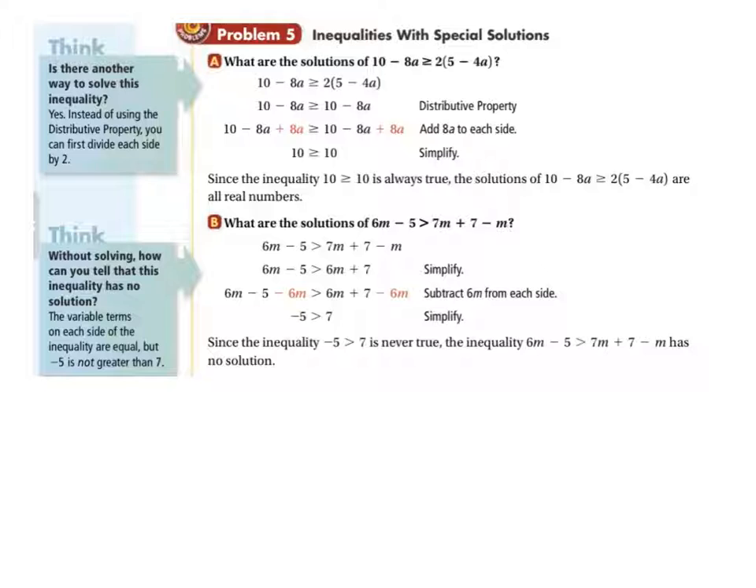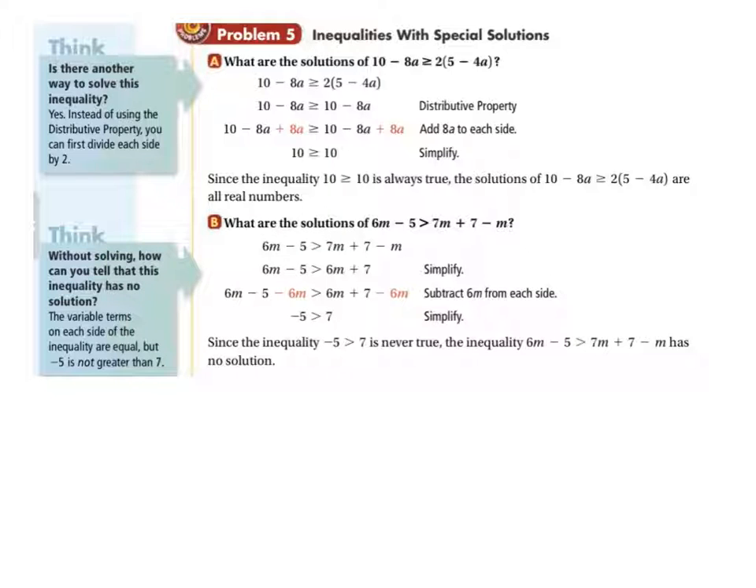Take a look at this one. We're going to clean things up a little bit on the right side. We're going to subtract the m, making 6m. So 6m minus 5 is greater than 6m plus 5. So again, combine like terms up here. Subtract the 6m from both sides.